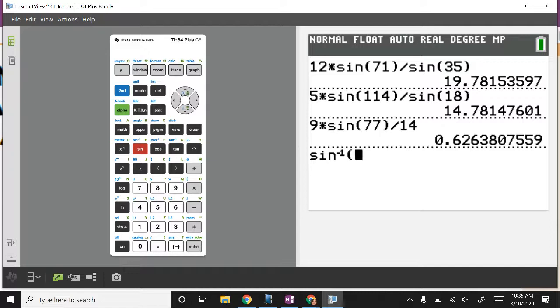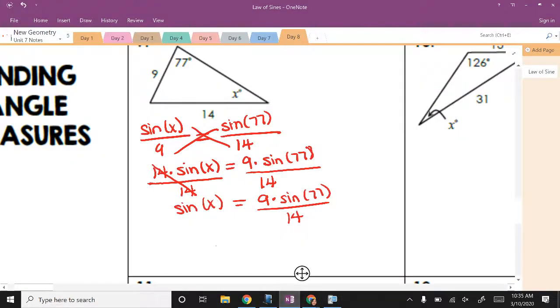And if you hit second and then answer, which is that little negative beside the enter, it'll put the word answer in there. That means it is putting in the previous answer. Okay? And you can close parentheses and hit enter. So that's telling me it's about 38.8 degrees. So hit second sine, second answer to do your angle measure.